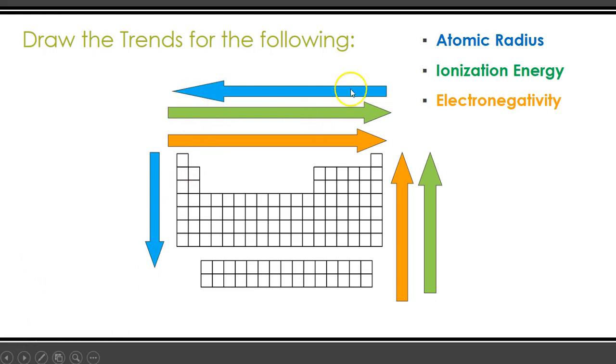You notice that atomic radius is the only one that is opposite. Ionization energy and electronegativity kind of have the same trend. So the only one that you really need to know is that atomic radius is opposite of ionization energy and electronegativity. And remember, it's inversely proportional to ionization energy.